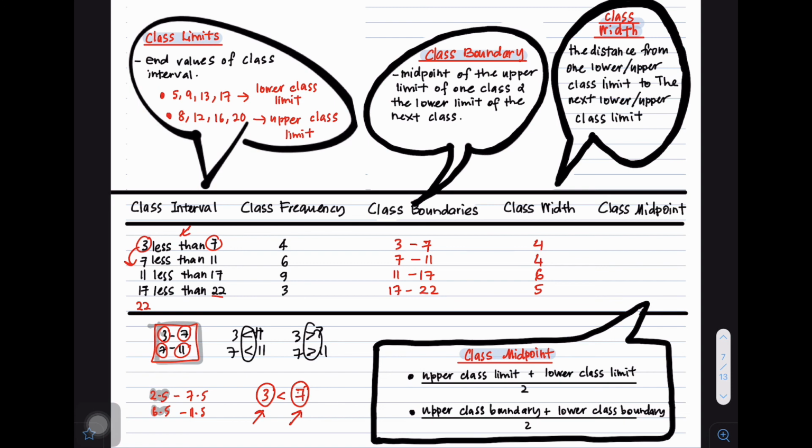Okay, so now class midpoint. So how to find class midpoint is either upper class limit tambah dengan lower class limit divided by 2, or upper class boundary plus lower class boundary divided by 2. But now you have the same class limit and class boundary. You just add 3 plus 7 is 10 divided by 2 is 5. 7 plus 11 is 18 divided by 2 is 9. Okay, 11 plus 17 is 28 divided by 2 will be 14. 17 plus 22 will be 39 divided by 2 will be 19.5. So this one is your class midpoint.